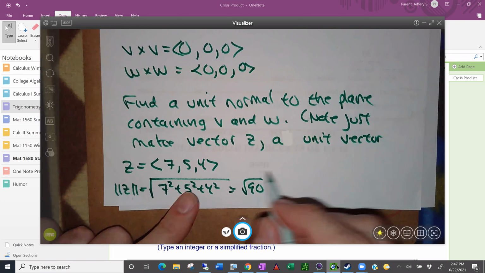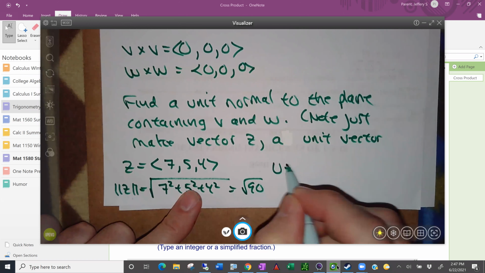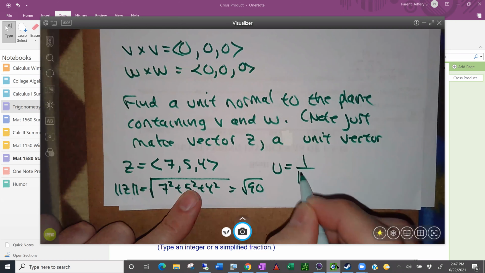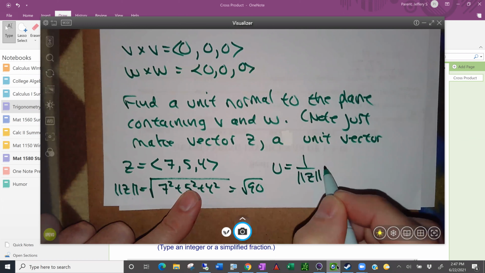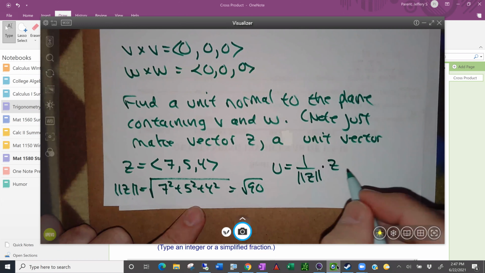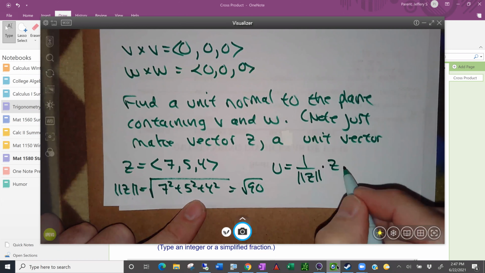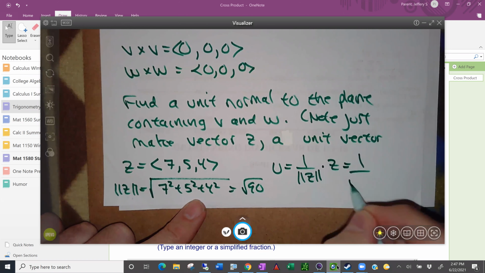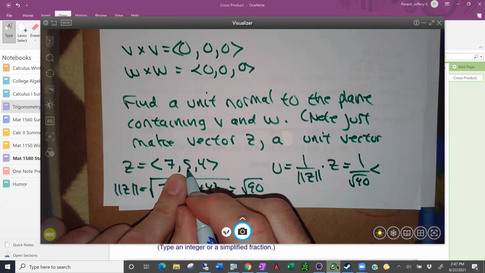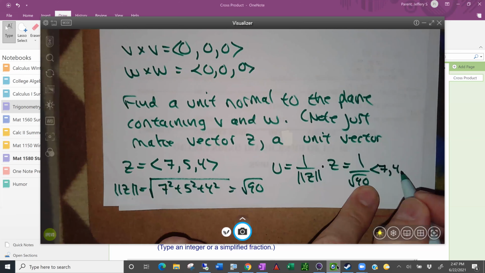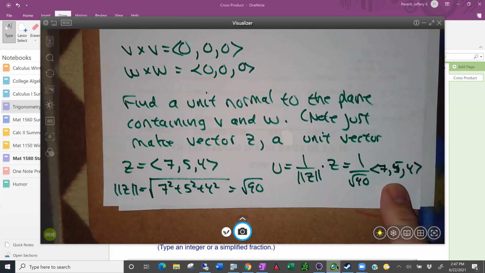If I want a unit vector, it's going to be 1 over the length of Z times Z. Or in other words, 1 over the square root of 90 times 7, 4, 5. Or 5, 4. And that's my unit vector. So they're asking you to take the cross product and then find a unit vector. Is all they're doing there.